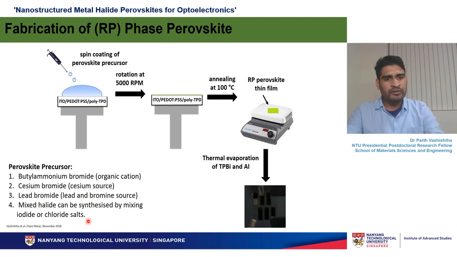The only thing we add into the perovskite solution is the ligand. And the ligand we add here is butyl ammonium bromide. We spin coat at high RPM, anneal at 100 degrees, and then we get these extremely thin perovskite films. Then we complete the device fabrication by thermal evaporation of the metal electrode and the electron transport layer.